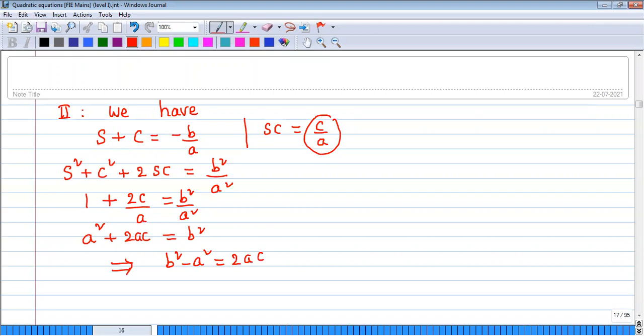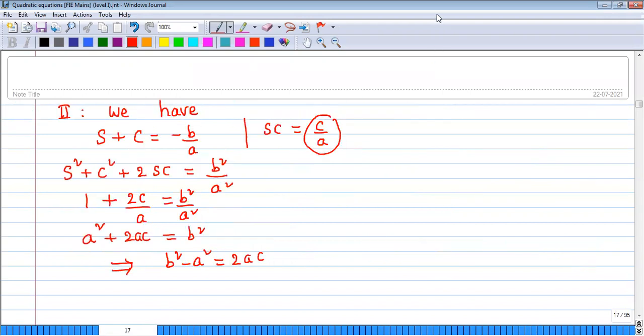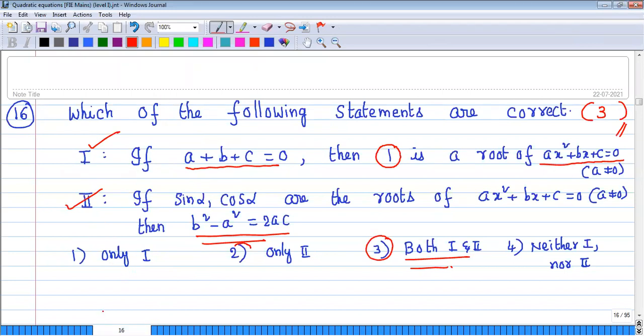Go back. Yes, b square minus a square is equal to 2ac. This is also correct. So that means both 1 and 2 are correct. That means third option is the right option. Yes. Option 3, both 1 and 2 are correct.